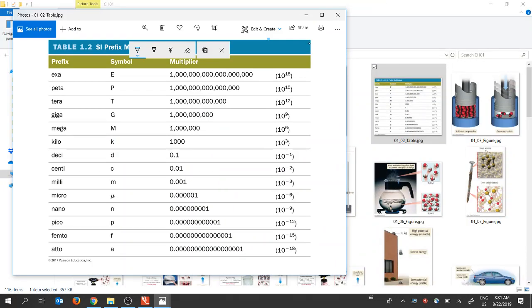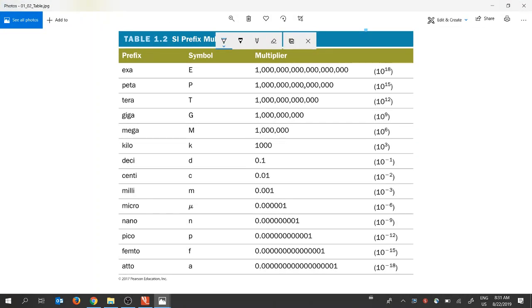But anyway, this is in the book. You can find other tables like this as well. But here are some of the metric prefixes. You should know these, pretty much. So make sure you know those.